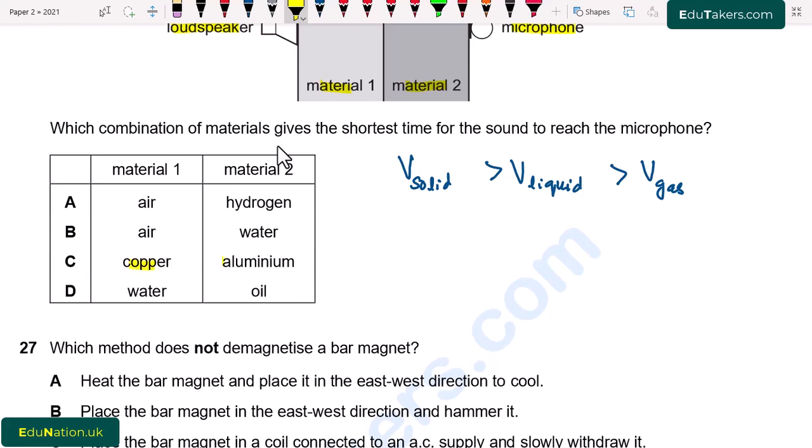C, copper and aluminium. This is correct. Because when the speed of sound in the solid is very large as compared to liquid and gas, it means that the sound passes very quickly. It takes very short time. It means that here option C is correct.